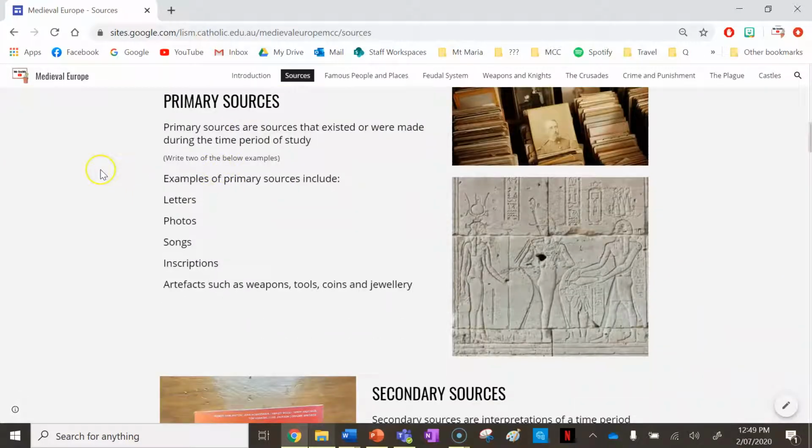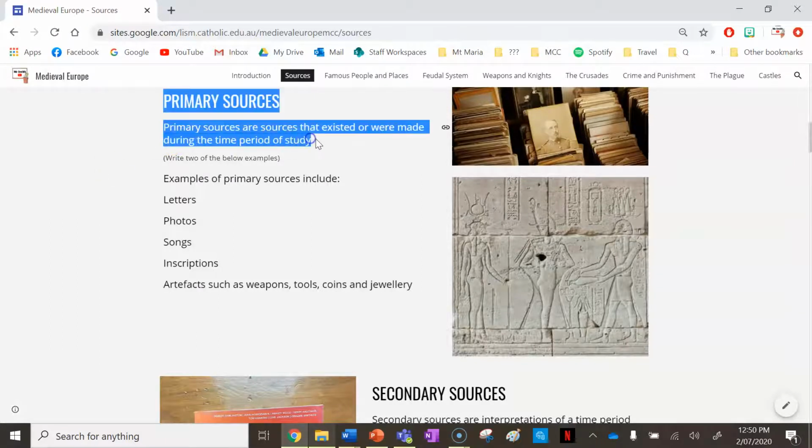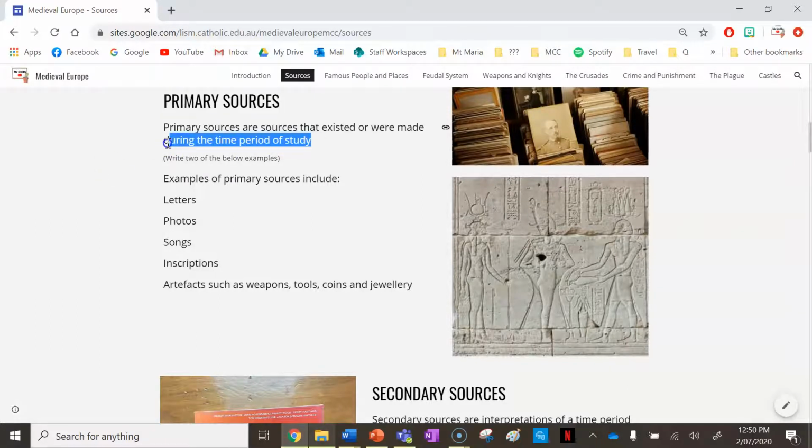All right, let's start with primary sources. Primary sources are sources that existed or were made during the time of study. That's how I always remember primary sources: they are made during the time of study. So you need to know the time period that you're studying. Some examples are letters, photos, songs, inscriptions, and artifacts such as weapons, tools, coins, and jewelry. Here we've got some photos from World War II and some ancient Egyptian hieroglyphs as well.